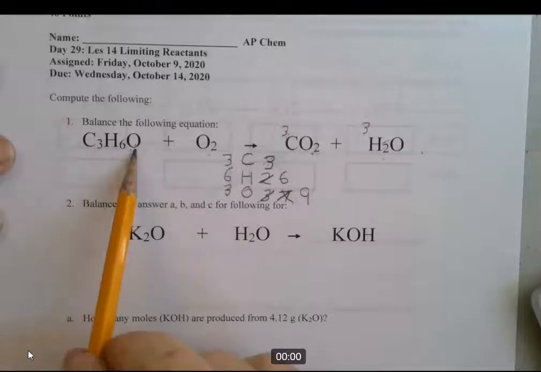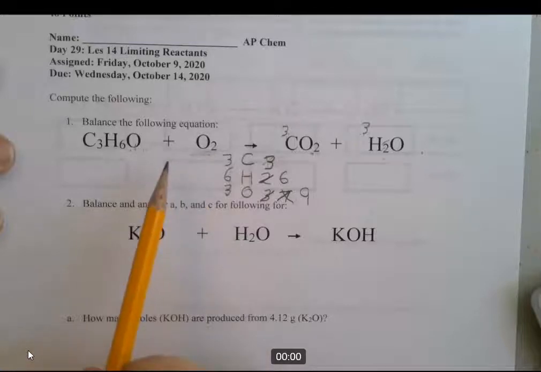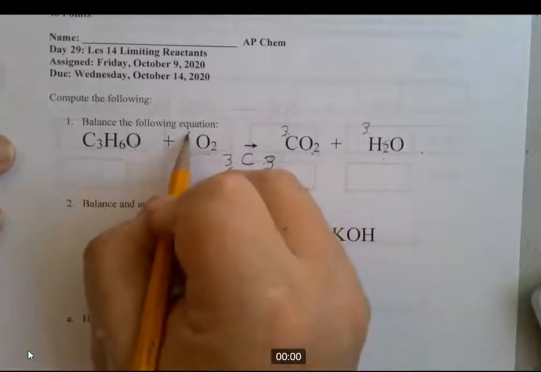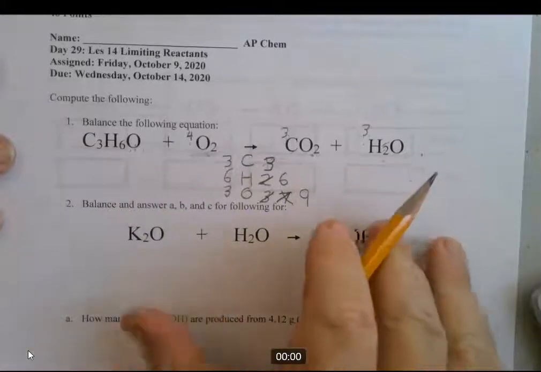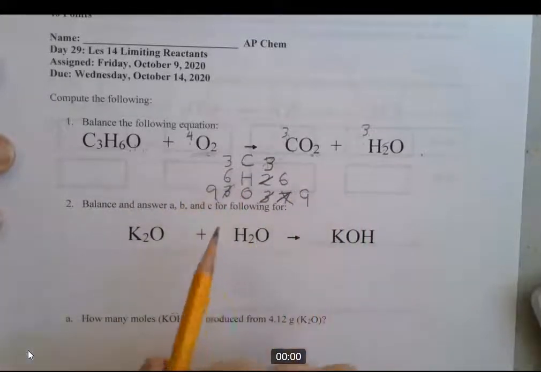You already have 1 here. How many more do you need here? You need 8 more here. So 1 plus 8 would give you 9, would balance it. So what do you need to turn that into an 8? You need a 4 up there. Remember, coefficients are always multiplying. So now I have 9 there. So everything looks like it's in balance.